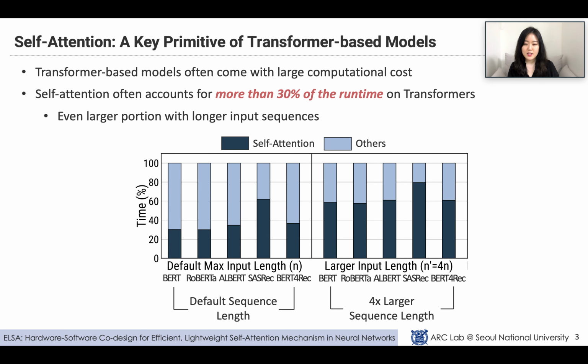One common characteristic of the transformer-based models is their large model size. Some of the recent transformer-based models, such as OpenAI GPT-3, have hundreds of billions of parameters, which also comes with a high computational cost. And the self-attention mechanism accounts for a large portion of computation in transformer models. For example, our measurements showed that self-attention accounts for more than 30% of the total runtime in popular transformer-based models. As shown on the right side of the figure, this portion becomes even larger when the input sequence length is increased.